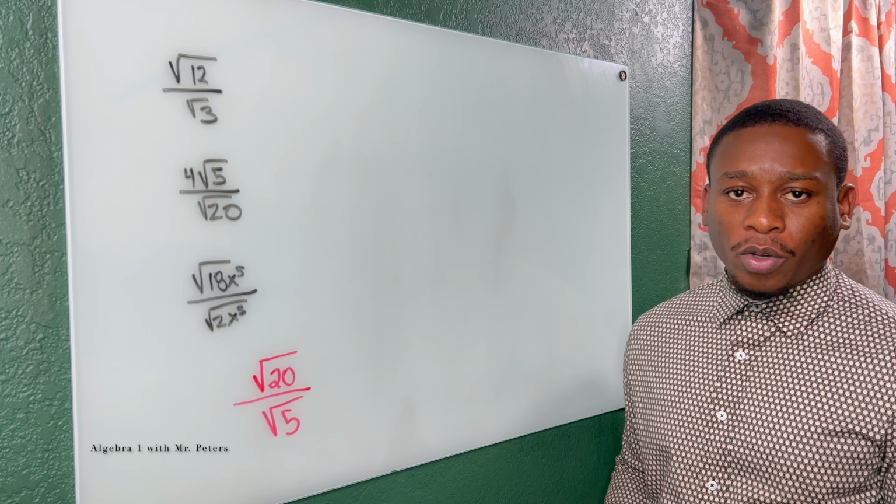This turns into 9 radical 3 minus 5 radical 3. Final answer is 4 radical 3. Okay? Second example. Can't do anything more to it. Can't do anything more to that.